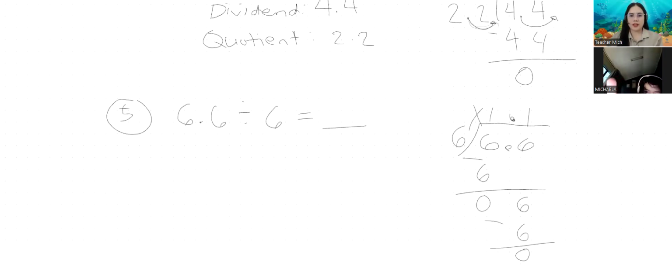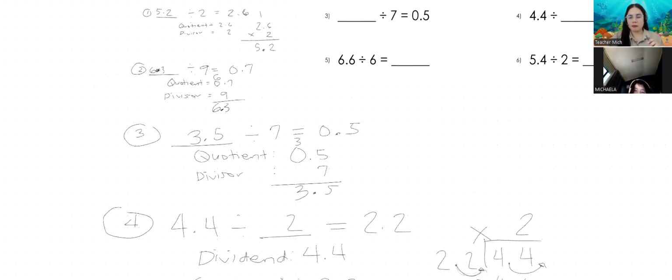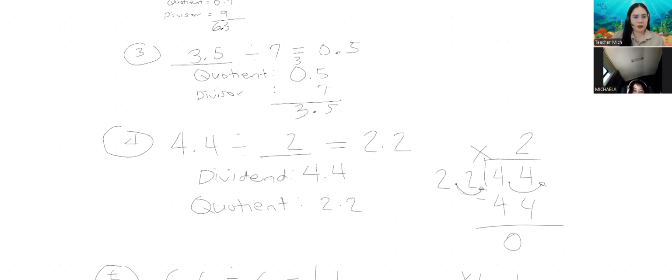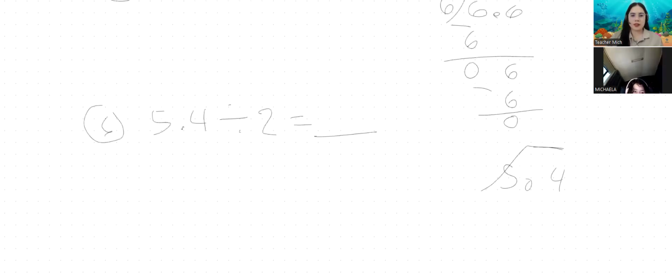So your answer is very good, 1.1. How about this one, anak? Number 6. For number 6, we have here 5.4 divided by 2 is equal to blank. Again, Micaela, what is the missing term? Quotient. Okay, very good. And if the quotient is missing, what is the process that we need to take? Division. Okay, very good. We just need to divide the dividend and the divisor.